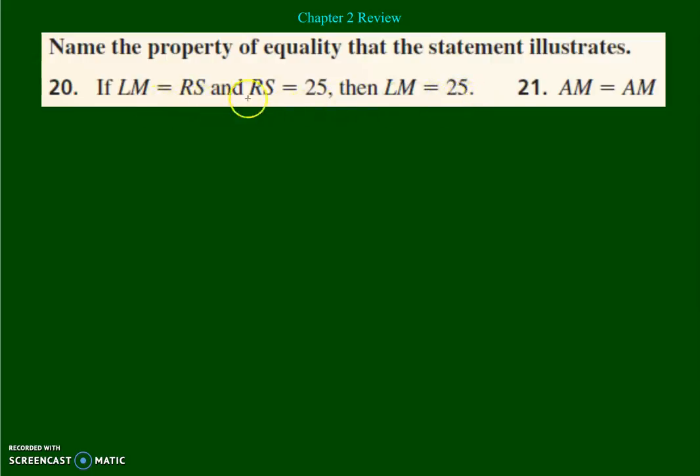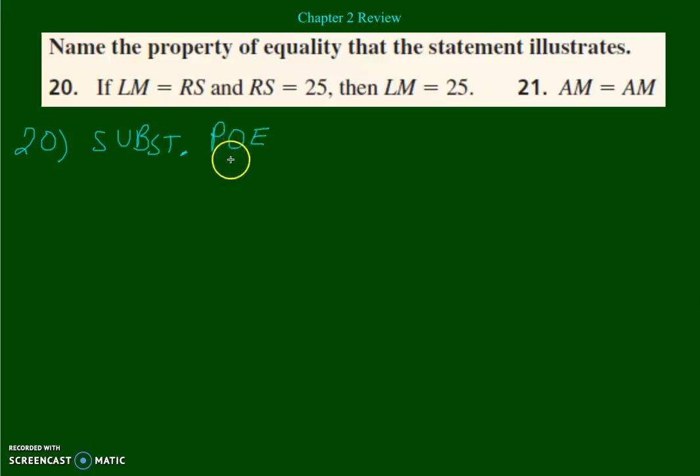So what actually happened here is we replaced the RS in this expression with the value of 25 because RS equals 25. That is called the substitution property of equality. So for 20, that's substitution property of equality. And I use the SUBST so that we don't get confused with subtraction or some other abbreviation. But substitution property of equality.